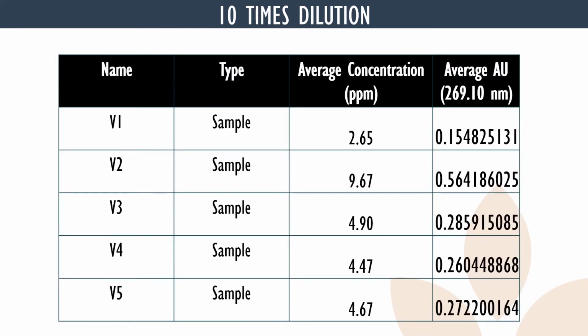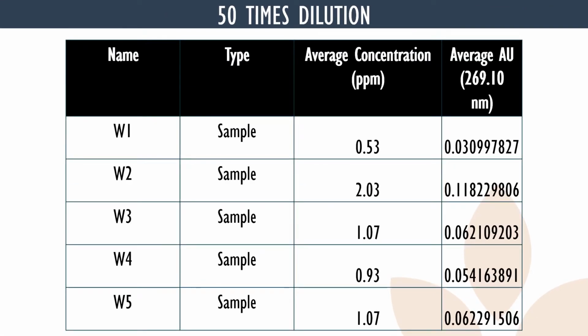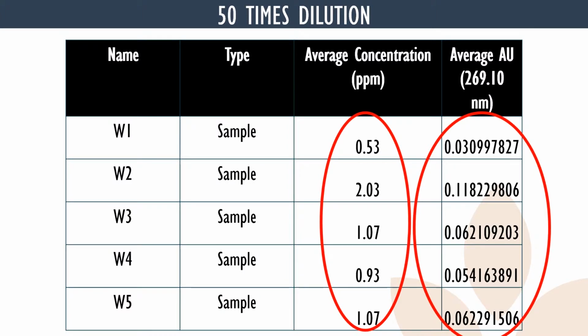Following this is the data obtained from a set of samples with 10 times dilution. It shows a decrease in average concentration of caffeine and absorbance compared to the data obtained from samples without dilution. The samples in this set of experiment are labeled as V1 to V5. A set of samples with 50 times dilution shows even lower numbers in terms of average concentration of caffeine and average absorbance, and the samples in this set of experiment are labeled as W1 to W5.